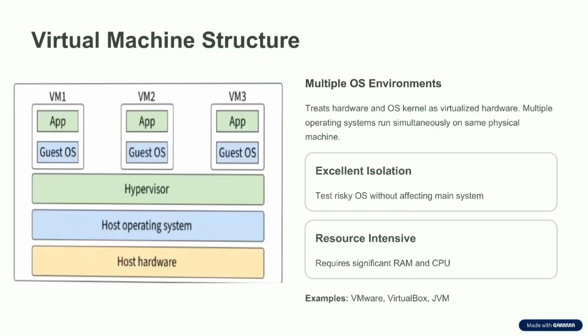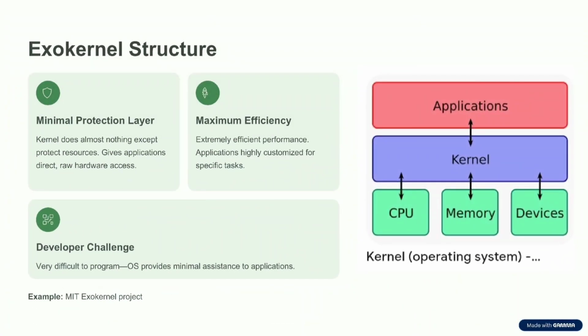An advantage of this virtual machine structure is that it provides excellent isolation. If one OS fails, others are not affected. It is very useful for testing risky software. The disadvantage is that it is resource intensive and requires more RAM and CPU. Examples are VMware and VirtualBox.